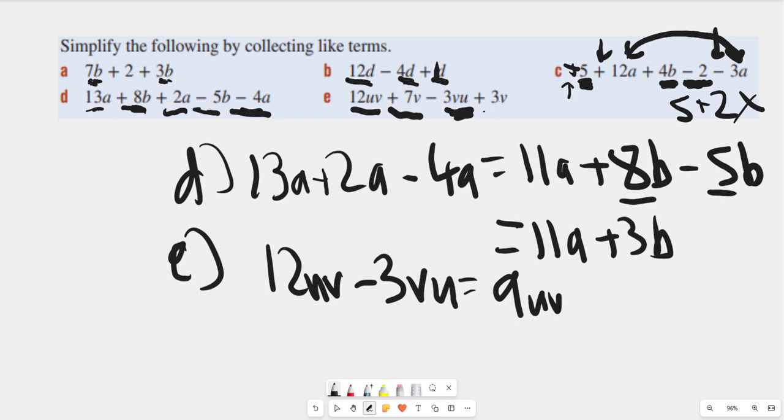And then also these are like terms. So 7 and 3, we want to add them. So plus 10v. Okay, and that's going to be your final answer. Importantly, this cannot be simplified because this is uv, two terms, whereas this is just v. Okay, so you just leave that.